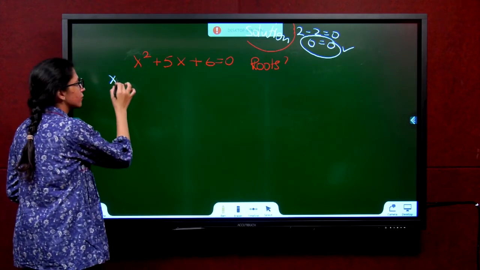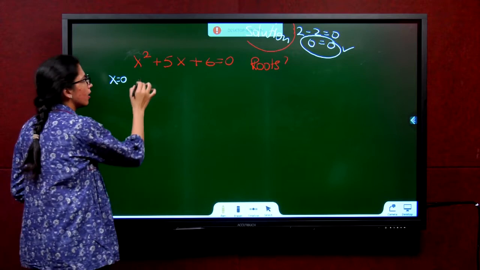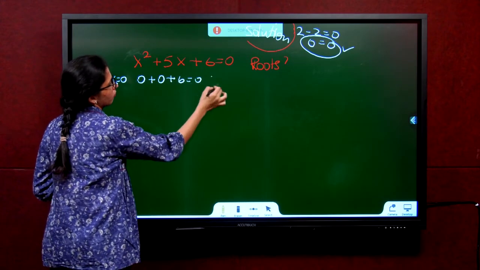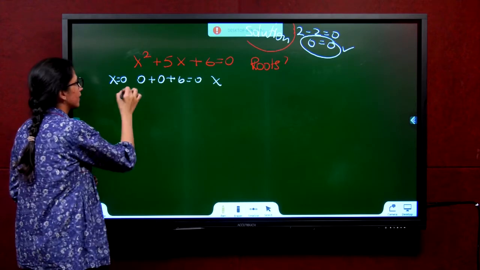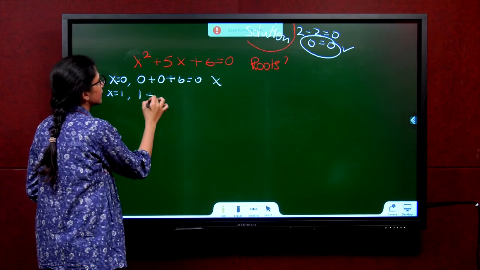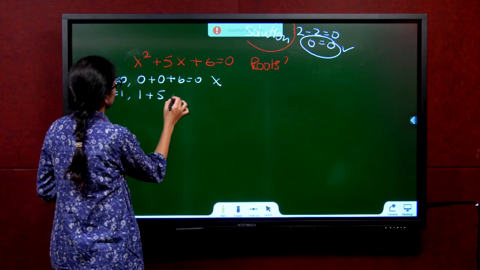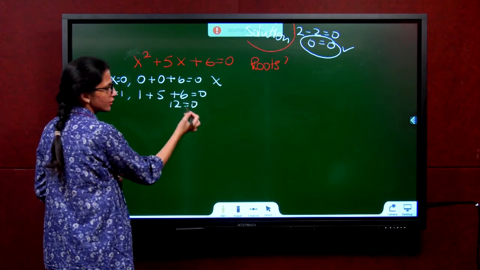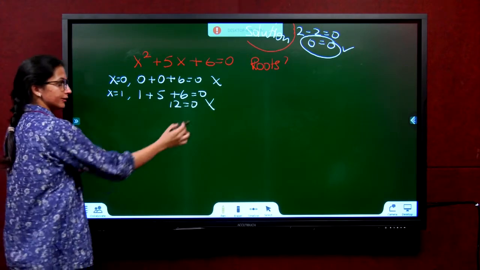You will take x equals 0 and check. 0 plus 0 plus 6. Is it 0? No. Wrong. It's not valid. Next you take x equals 1. So you start with 1 plus 5 plus 6, 0. 12 is equal to 0. Is it possible? No. This is also not possible.